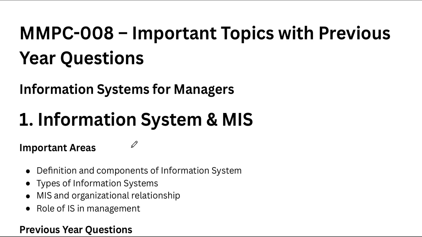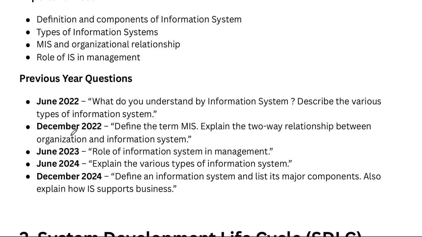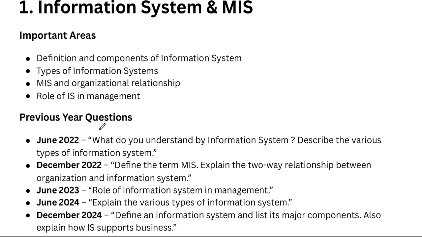This topic appeared multiple times in June 2022, December 2022, June 2023, June 2024, and December 2024. The important questions were: define information system, types of information systems, components of information systems, the relationship between organization and information system, and the role of MIS in management. These were the important questions asked from this particular unit.